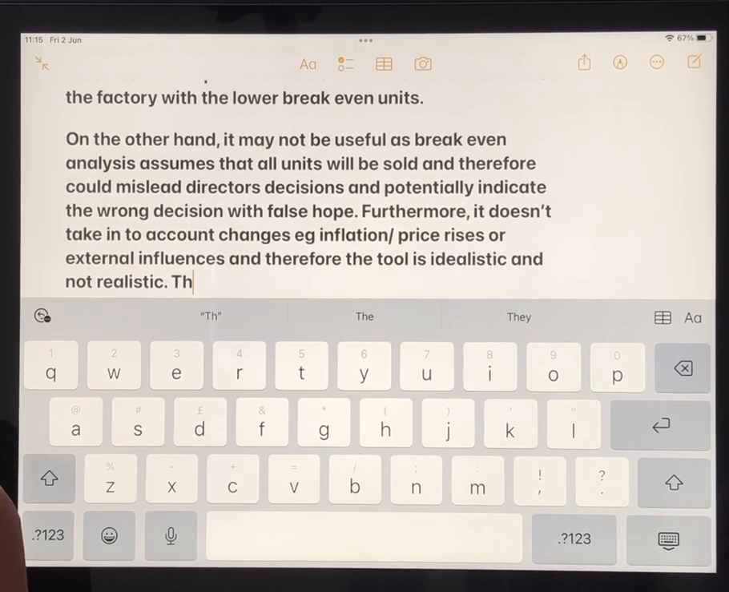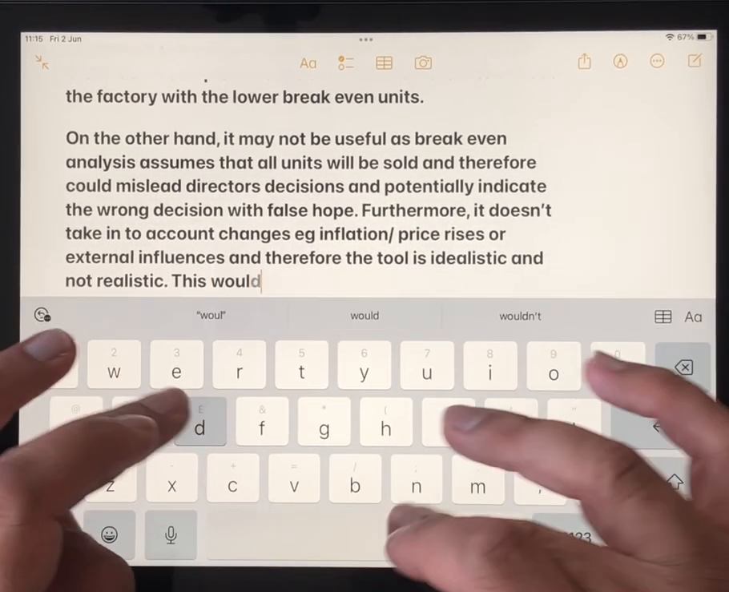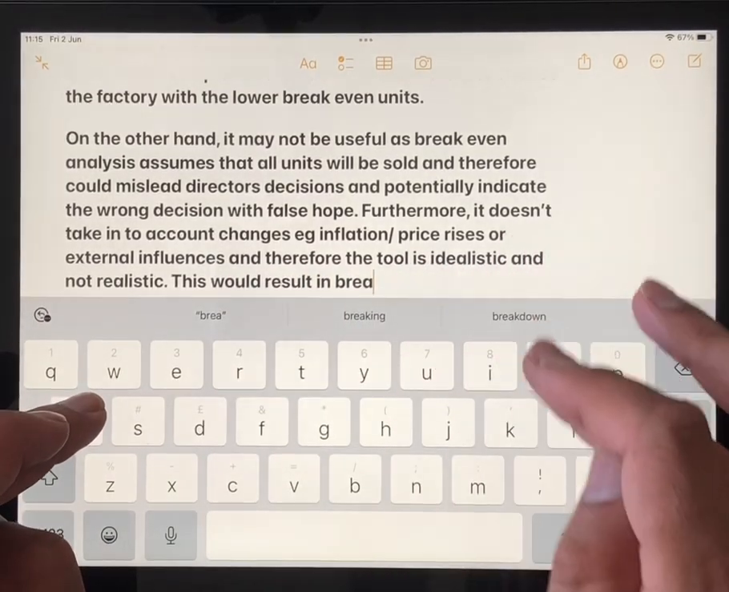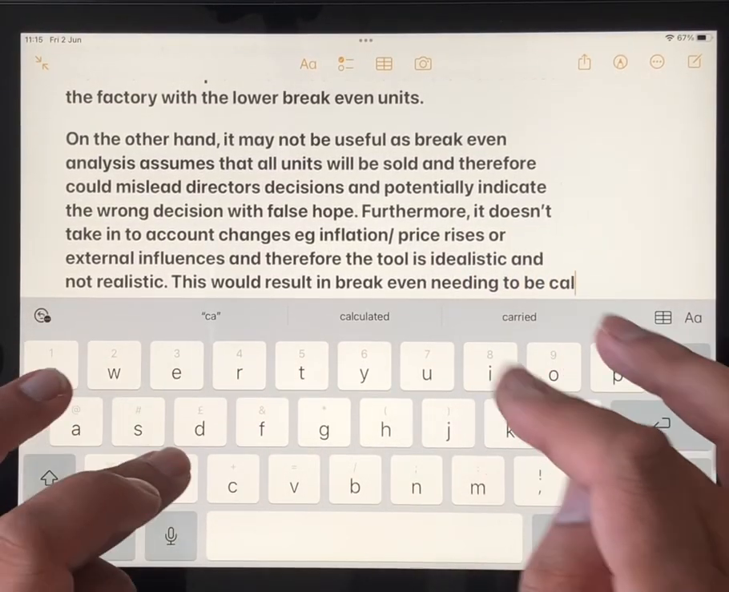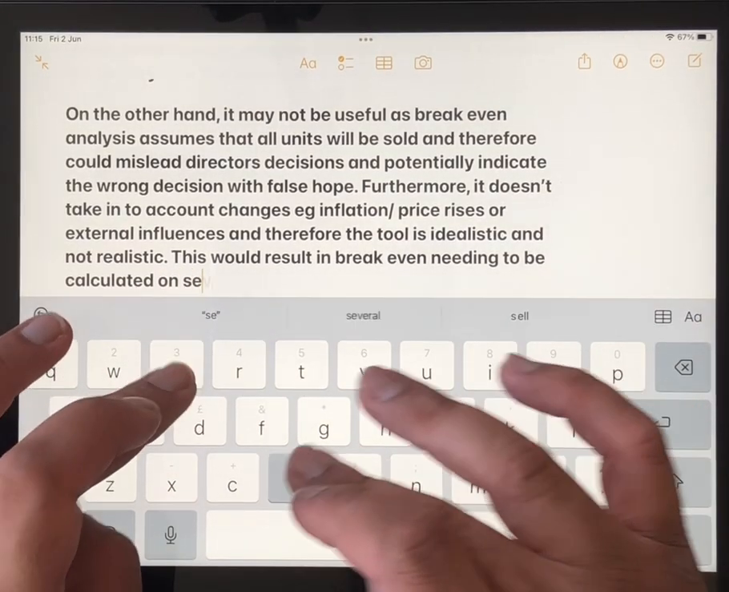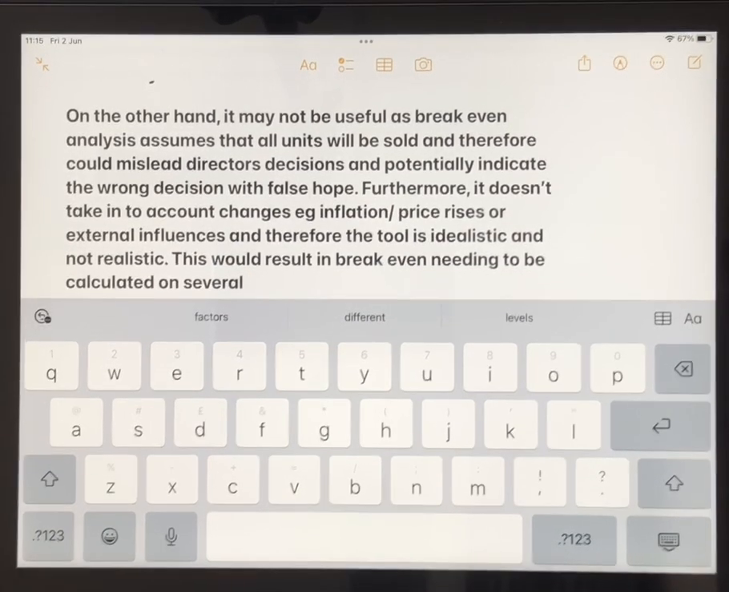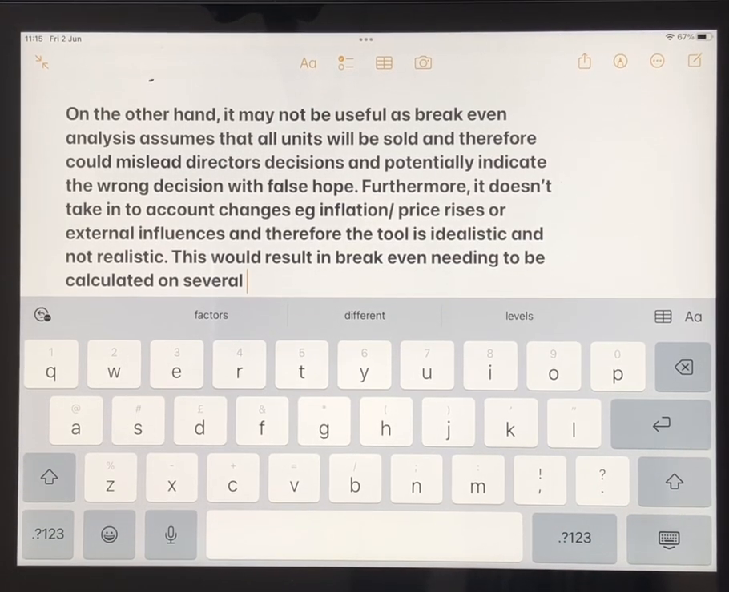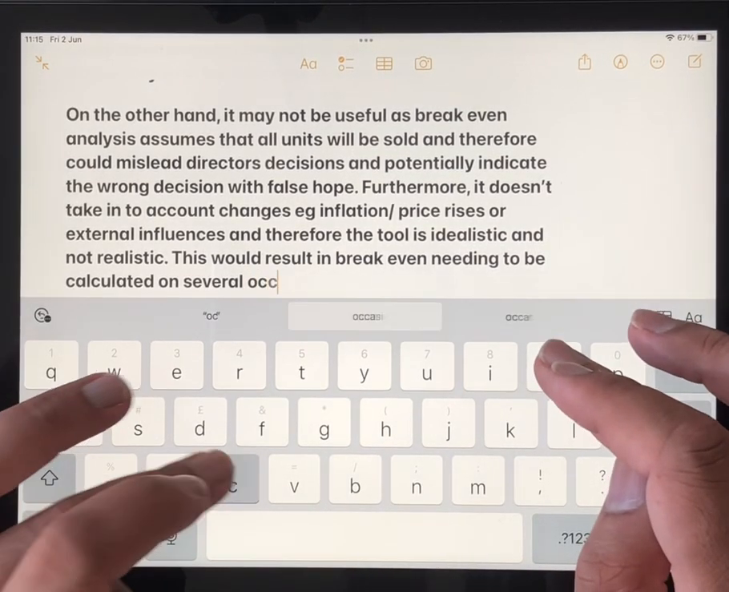And what else can we say? Obviously, we're considering the changes. This would result in break-even needing to be calculated on several occasions, because obviously the data, we have to change it ourselves. It's not going to automatically change. If we have a price rise, it's not going to automatically change and give you a new break-even. We've got to keep calculating it.